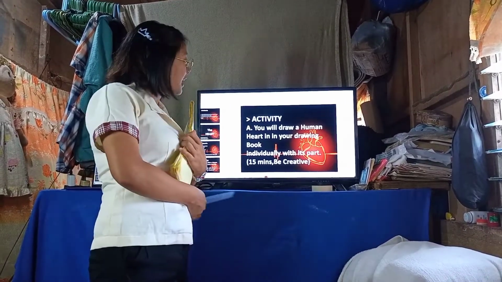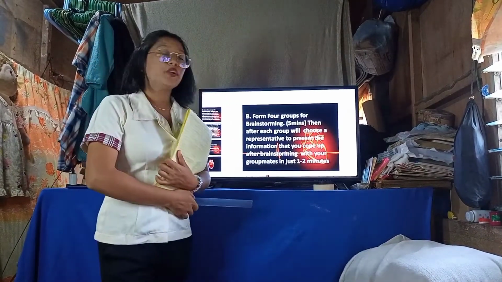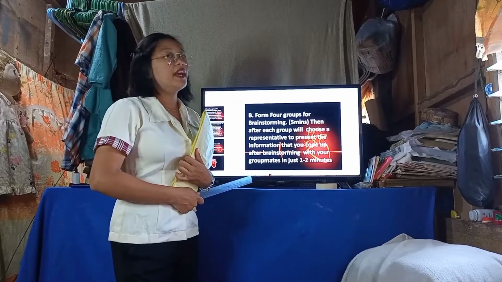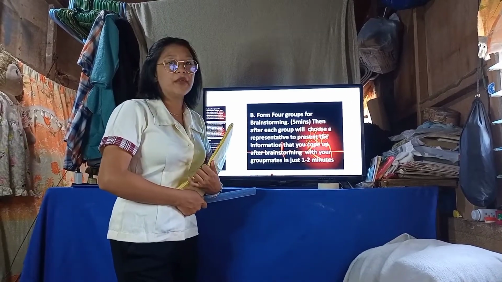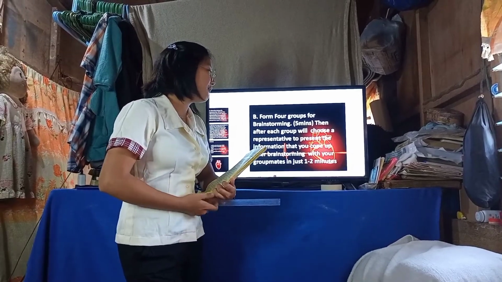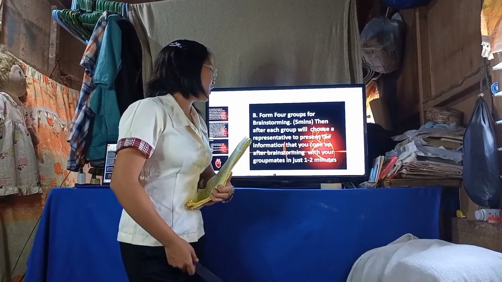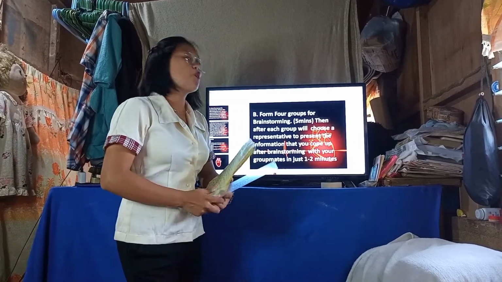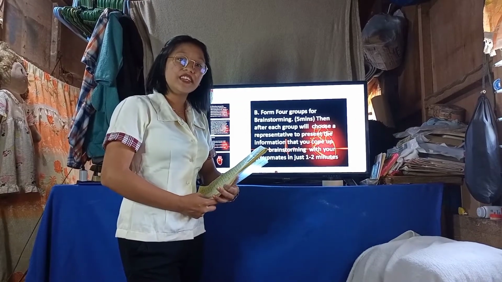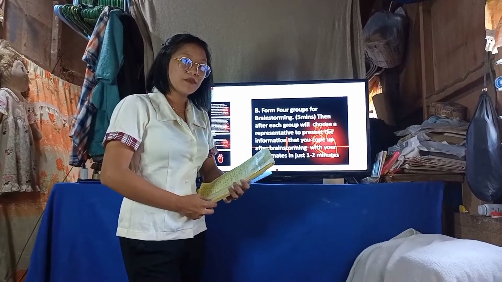And for our second activity, I will form you into 4 groups for brainstorming. Then you have only 5 minutes for brainstorming. Then each group will choose a representative to present the information that you cook up after brainstorming with your group mates in just 1 to 2 minutes. Okay, class, did you understand the instruction that I gave you?